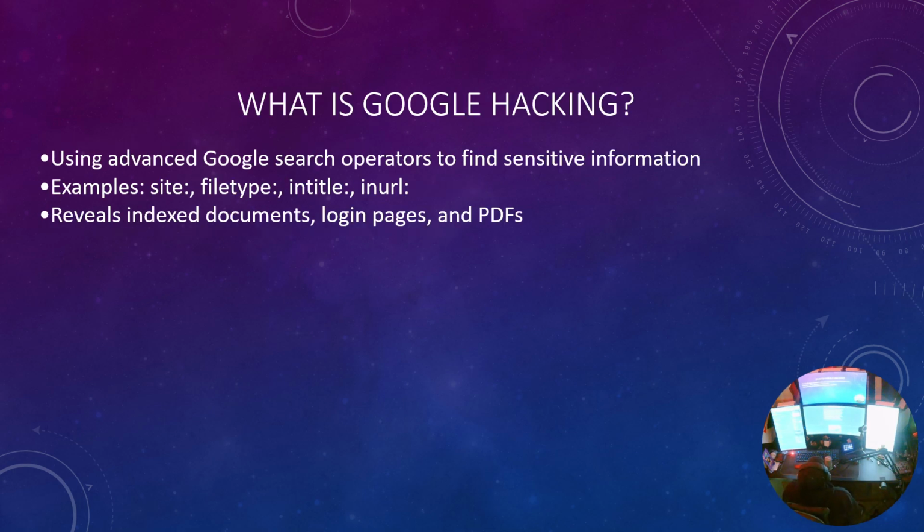Google hacking uses advanced search operators to find information that may be unintentionally exposed online. Operators like site, filetype, intitle, and inurl help locate sensitive documents, PDFs, and administrative pages. In this lab, we use these techniques to identify publicly accessible content from Utica University's website.